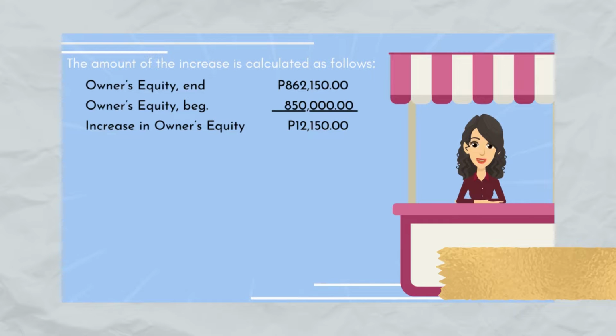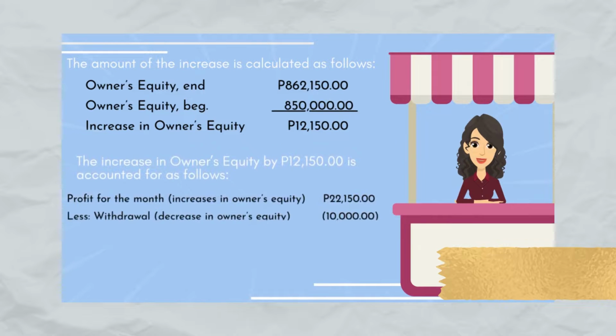The increase in owner's equity by 12,150 can also be accounted for as follows: profit for the month, or the increase in owner's equity of 22,150 less the withdrawal or the decrease in owner's equity of 10,000, which gives the net increase in owner's equity of 12,150.